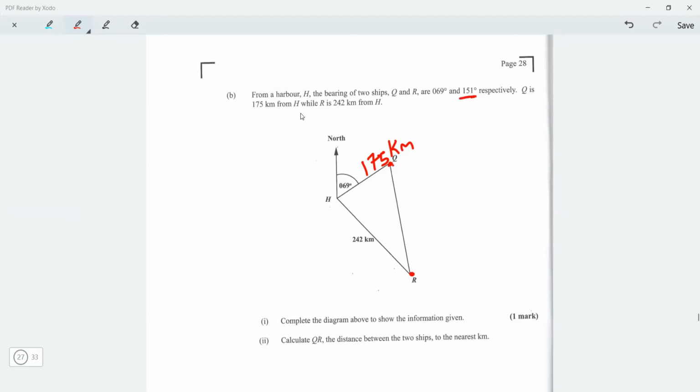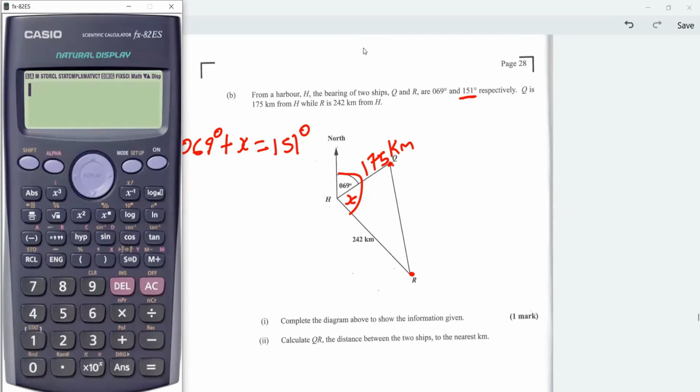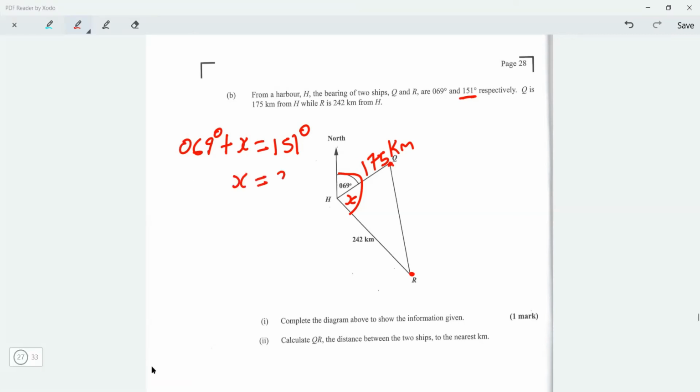To put in the 151 degree bearing, it says that from harbor H, the bearing of the two ships Q and R is 151. So from H, all of this angle right here is 151. That means the 69 degrees plus the missing angle here, x, equals 151. So let us work out what x is. We just take out our calculator and subtract them: 151 minus 69, and I am getting 82 degrees. So x is equal to 82 degrees.